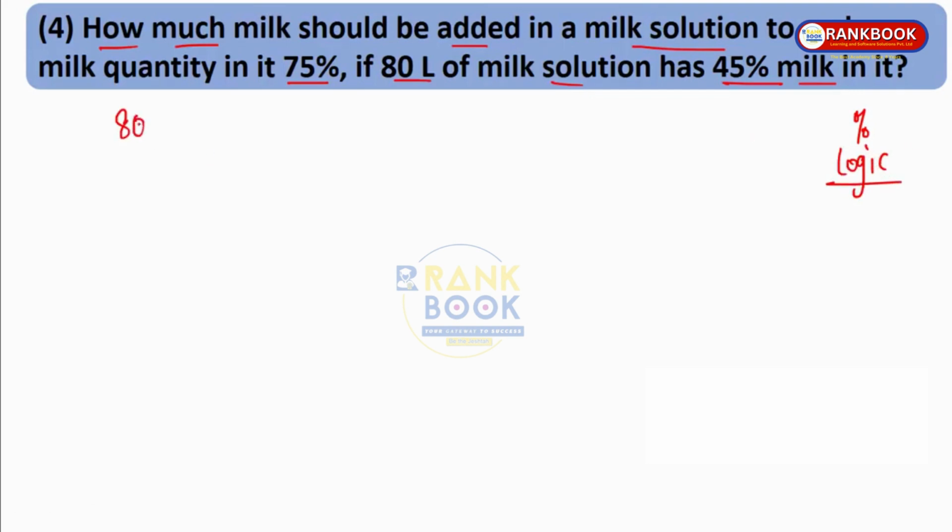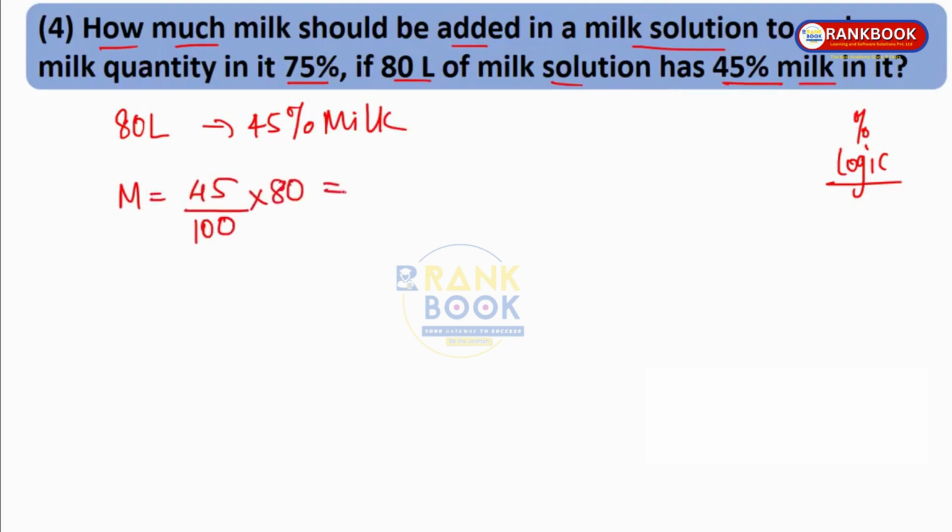Now what have they given? First, there is 80 liters of milk solution and in it 45% is milk. So how much exactly is the amount of milk? 45%, that is nothing but 45 upon 100 of 80 liters. That would be, let us see, 45 into 2 is 90, 9 4s are 36, 360 liters upon 10 would be 36 liters. That is the amount of milk in the 80 liter solution.